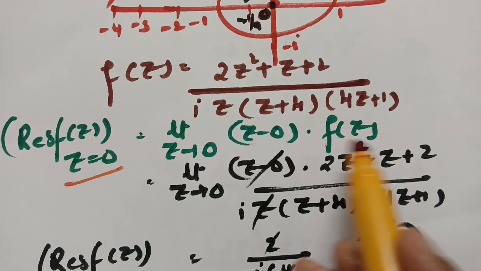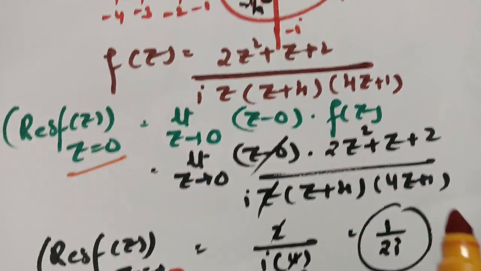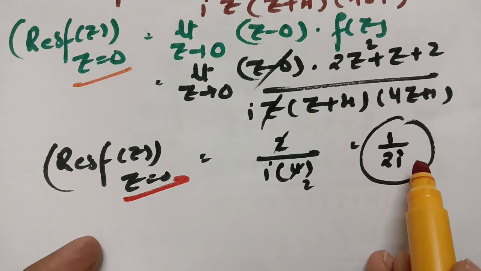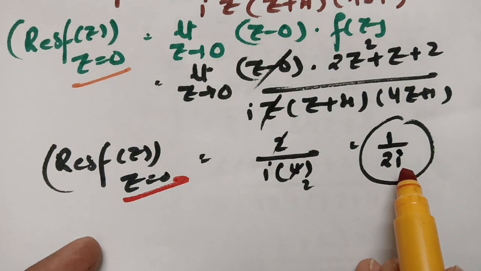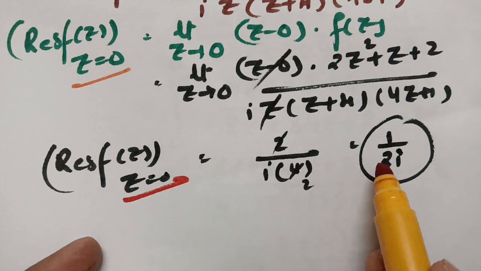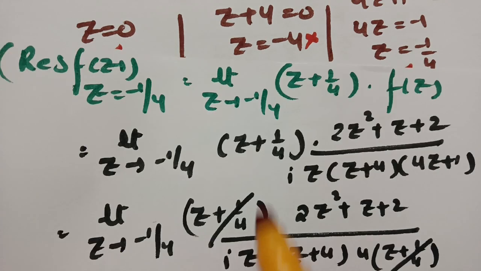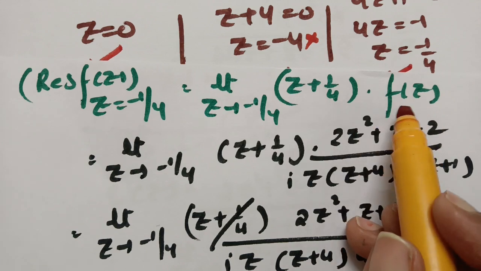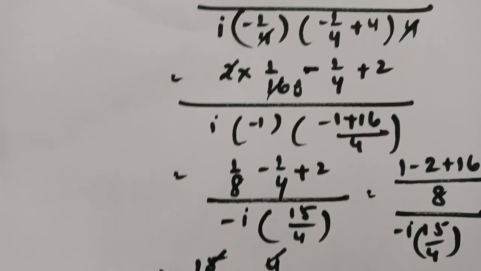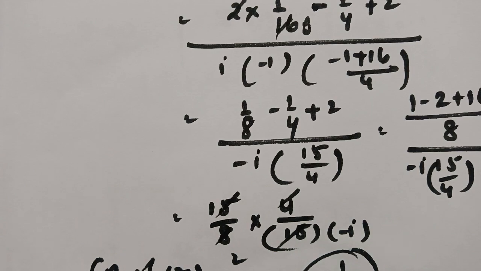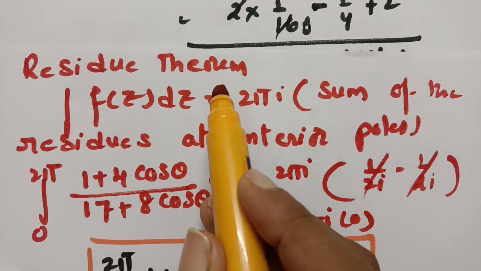So first pole is z is equal to 0. As it is a simple pole, the formula is also simple. f of z is also very clear here after splitting into factors. See here, we got the residue value of f of z at the interior pole z is equal to 0 as 1 by 2i, and the next interior pole is minus 1 by 4. So this is also an interior pole, and after substituting and calculating, we get minus 1 by 2i.